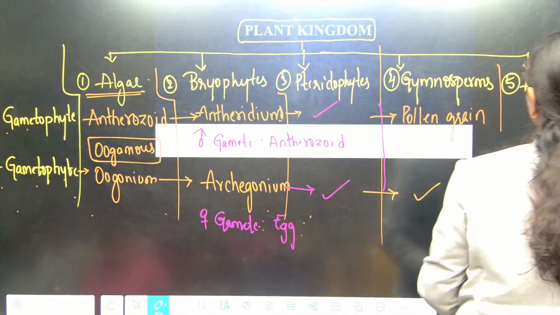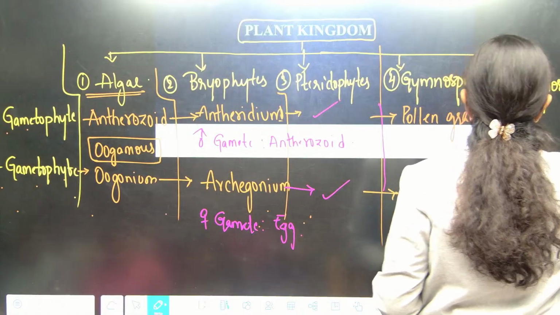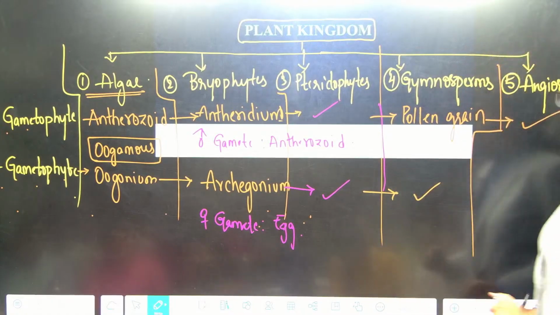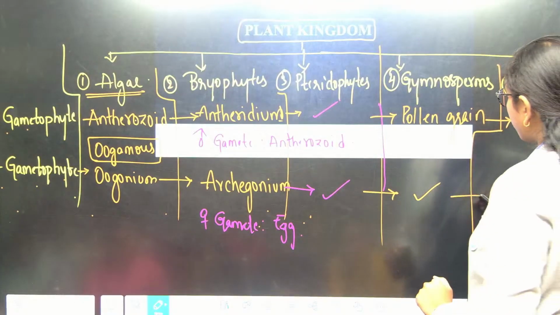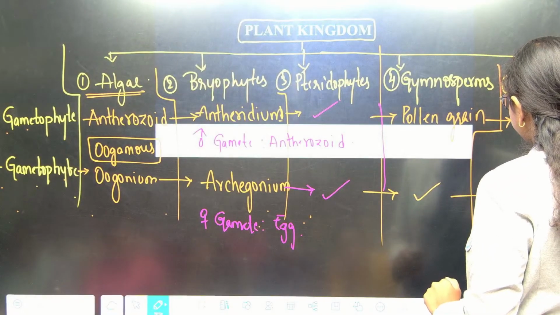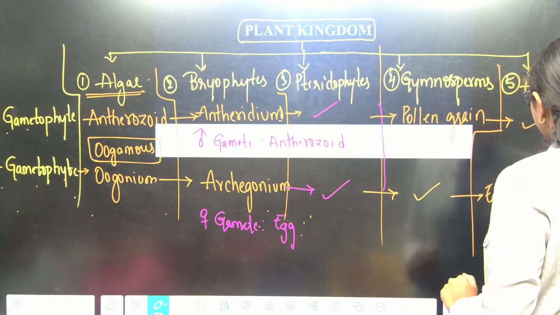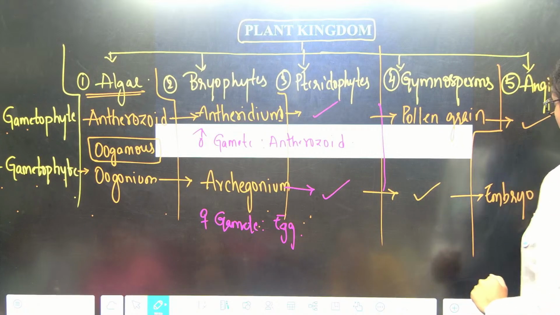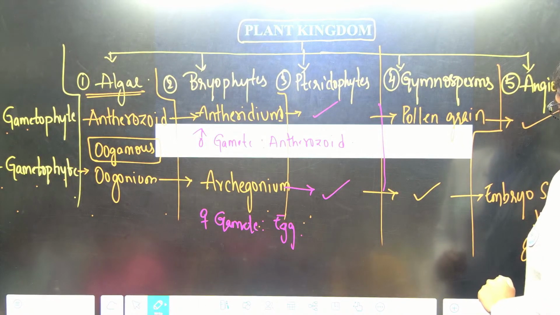In angiosperms, which are the advanced classes, the male gametophyte is the pollen grain and the female gametophyte is the embryo sac. Inside the embryo sac only you will have the female gamete, that is the egg cell.